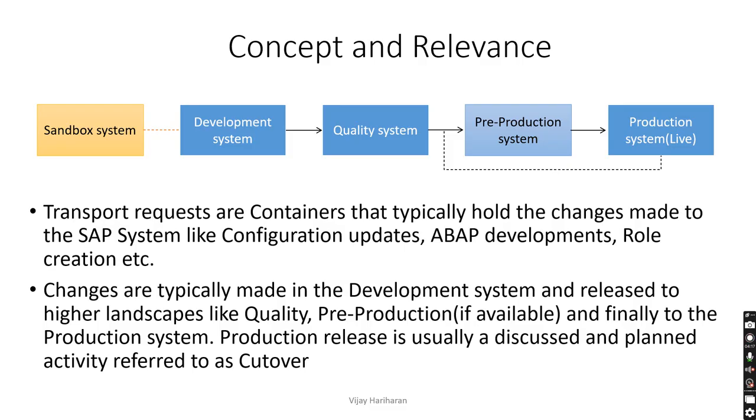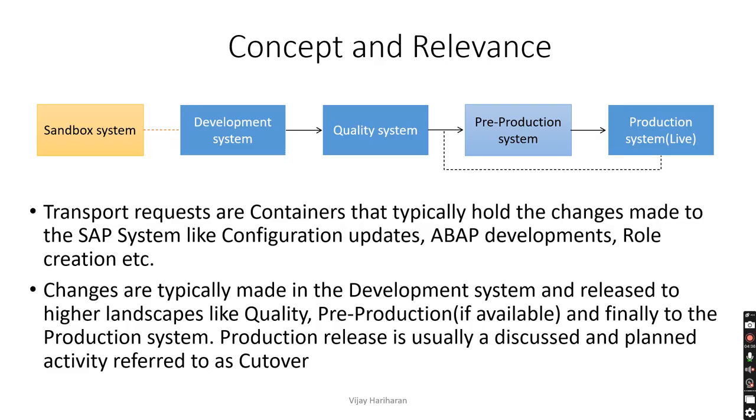Production system is of course where the users, your customers, are actually logging in orders or creating materials or creating purchase orders, etc. Financial documents, etc. are being created there.